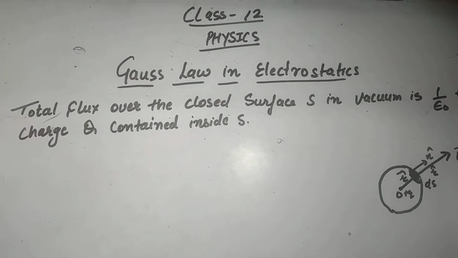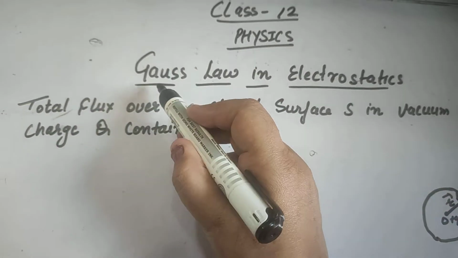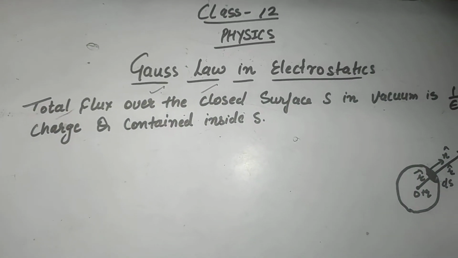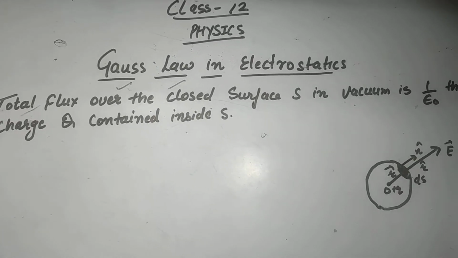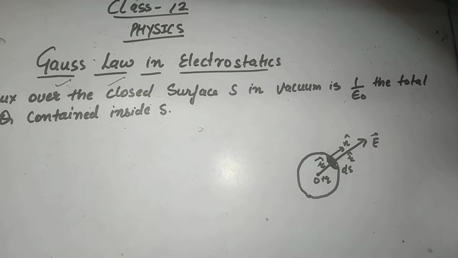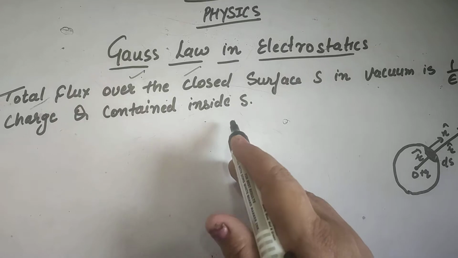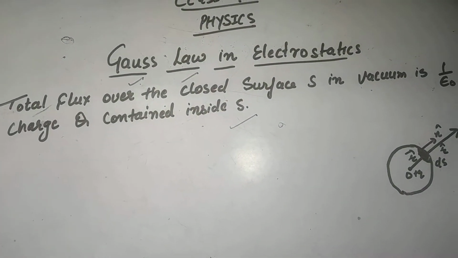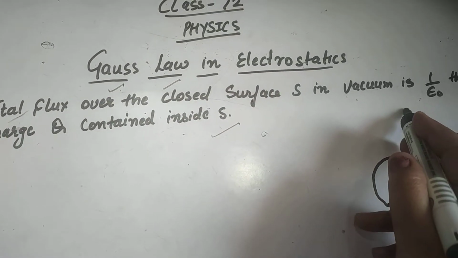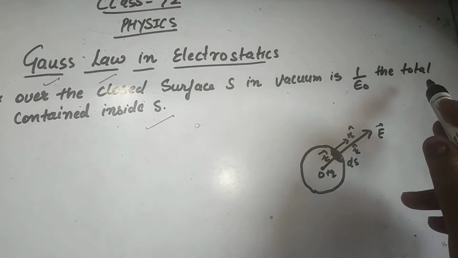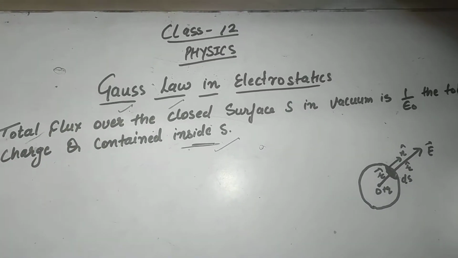Let's discuss the most important topic of electrostatics, that is Gauss law in electrostatics. According to this law, the total flux over the closed surface S in vacuum is 1 upon epsilon naught the total charge Q contained inside the surface S.